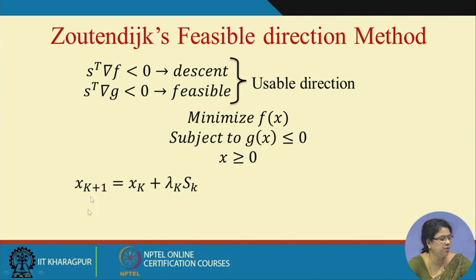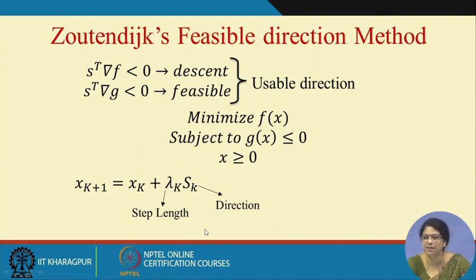That is why we will move from x k to x k plus 1 in such a way that the direction must be usable in nature. That is the basic philosophy of Zoutendijk method.